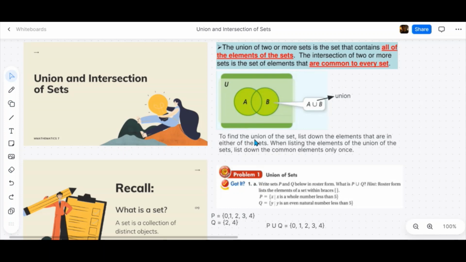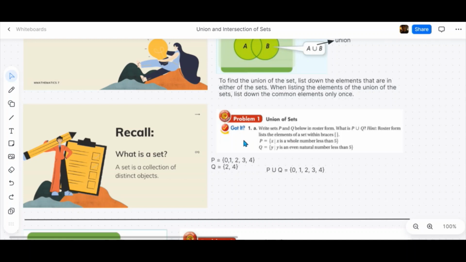To find the union of the sets, we only have to list down the elements that are in either of the sets. When listing the elements of the union of the sets, we have to list down the common elements only once. Now, to understand this further, let's try an example.